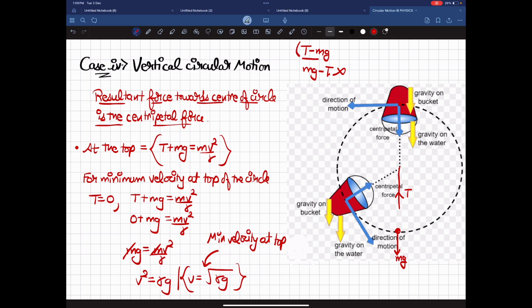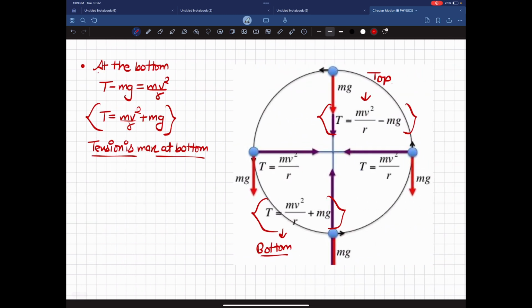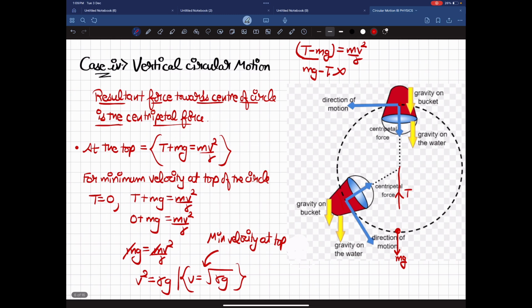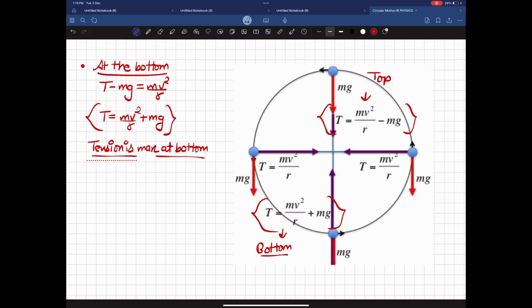Alright? So this is the resultant force towards center of circle and we mentioned that resultant force towards center of circle should be equal to mv square by r. So at the bottom, your equation will be, I've written this here. At the bottom, tension minus mg should be equal to mv square by r. Then you can say tension is equal to mv square by r plus mg. Now this is also telling you that when you try to hold something, it is most difficult when you're holding it perpendicularly downwards because tension is maximum there.